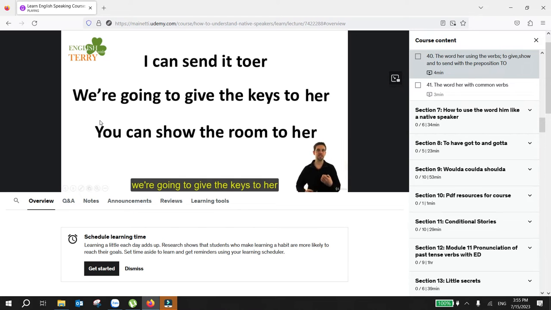We're going to give the keys to her. You can show the room to her. Okay? So it's all about where in the sentence is the object.